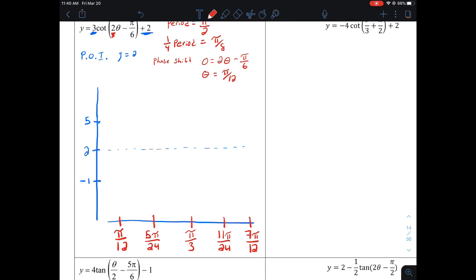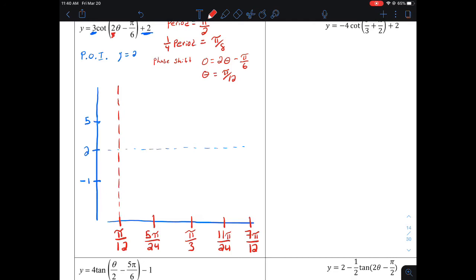Cotangent of 0 is how I determine what kind of point I start at. See, cotangent is cosine over sine. Sine of 0 is 0. So cotangent of 0 is undefined. So the first number on this graph is going to be a vertical asymptote.